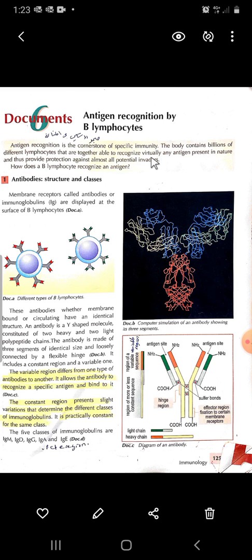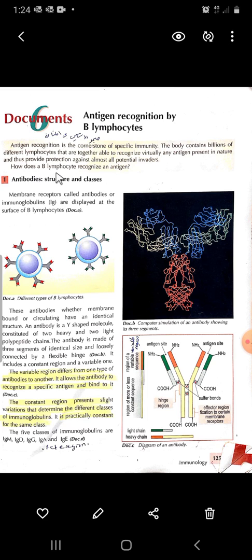So our body contains billions of lymphocytes. These lymphocytes are able to recognize any antigen present in nature. And this antigen must be a non-self antigen, to be fought, to be caught or shot by the B lymphocyte.